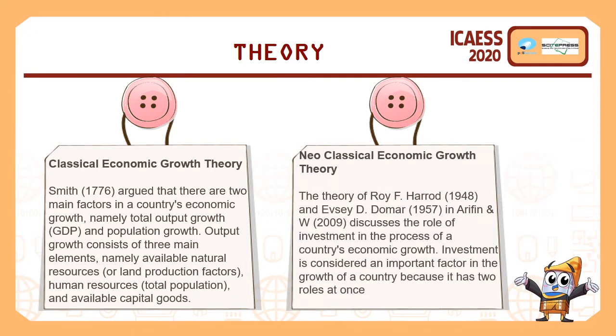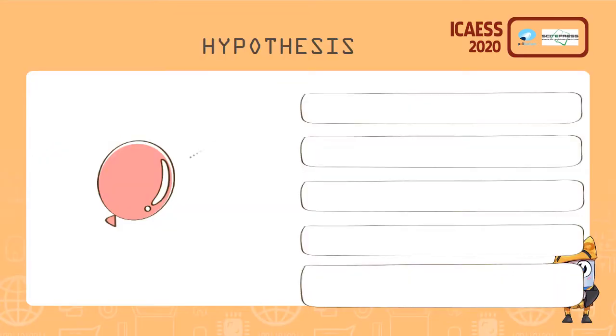The second theory is neoclassical economic growth theory. The theory of Roy F. Harrod and E. D. Domar in Arifin N.W. discusses the role of investment in the process of a country's economic growth. Investment is considered an important factor in the growth of a country because it has two roles at once.